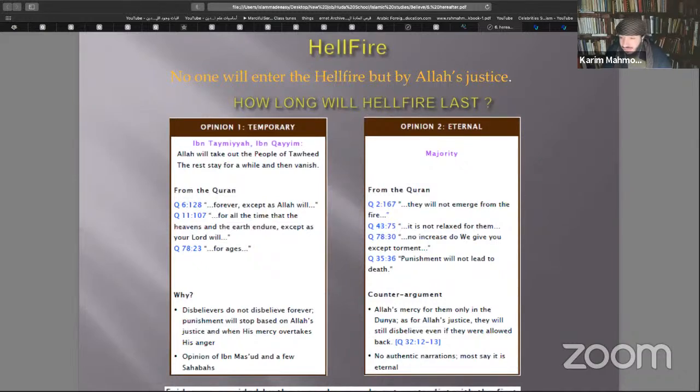Okay. They will ask Malik, the guard of Hellfire, please ask Allah to let us die. Their highest wish is to just die. Let us die.